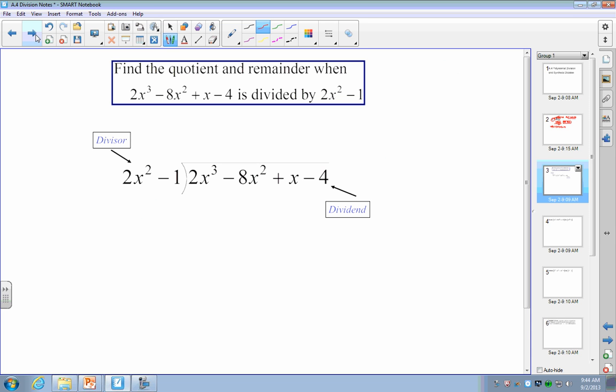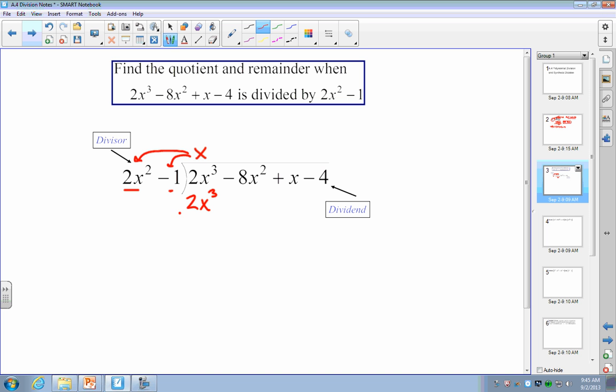So let's take something like this. Find the quotient and the remainder when you take this cubic polynomial and you divide it by 2x squared minus 1. You set it up exactly the same as you have been doing before. Now, here's what we do. Ignore the minus 1. We'll come back to that. Focus on the 2x squared piece. What are you going to have to multiply by up here that when you multiply, you get 2x cubed? The number's taken care of. We're just 1x short.